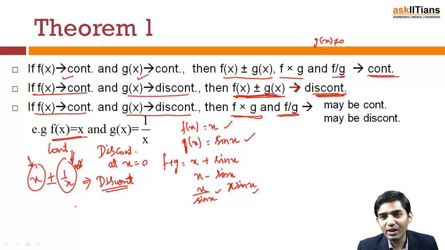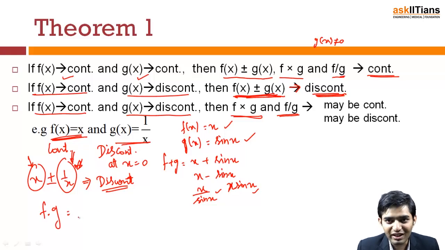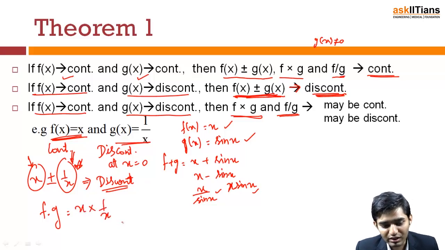But if we multiply these two functions, this is a continuous function and this is a discontinuous function. Now if I multiply f into g, or if I divide, multiplication or division being just the inverse of multiplication, then if I multiply this, I will get x into 1 by x.